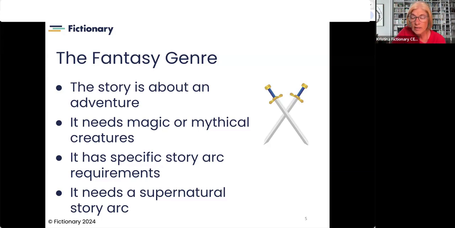Horror is intended to frighten the reader. And it can have magical creatures and mythical creatures, but instead of being an adventure, I mean, all stories are a bit of an adventure, but it's about frightening the reader. And so we are really today just focused on fantasy to keep this tight.